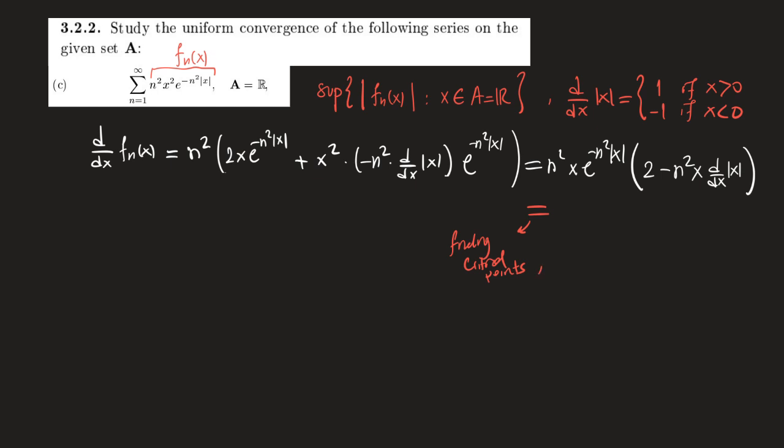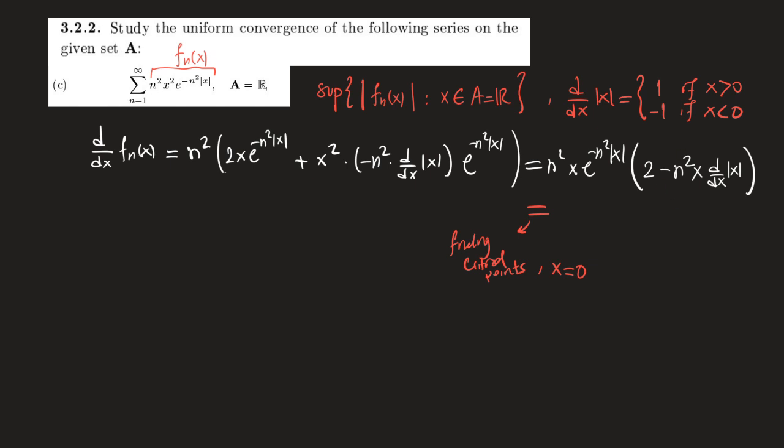And by the way, this is not even critical, this is a singular point, because x equals 0 makes this derivative undefined. So this is undefined at x equals 0, so it is a singular point. But by the definition of critical points, it's still a critical point. And we have other critical points that can come from this part.